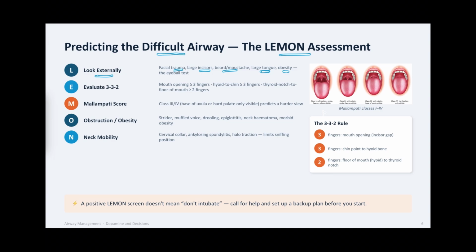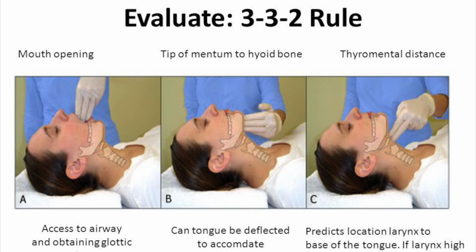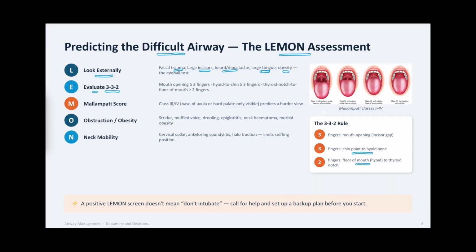Next is E. E is for evaluate, the 3-3-2 rule. Can the patient open their mouth at least 3 fingers breadth? Is the distance between the chin and the hyoid at least 3 fingers? This is the hyoid-mental distance. Is the distance between the hyoid bone and the thyroid notch at least 2 fingers? This is the thyrohyoid distance. Reduced distances suggest limited space for laryngoscopy.